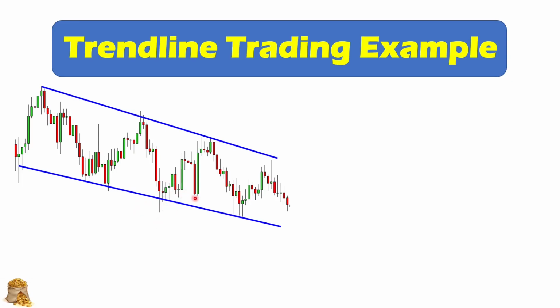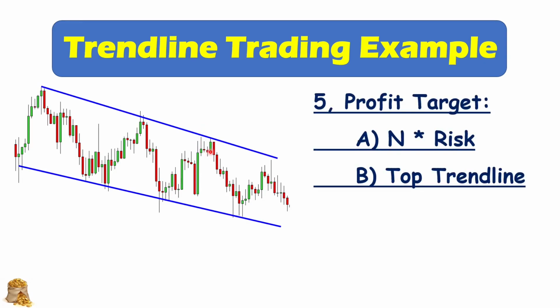Here's the first time, here's the second time, but they also failed. And then market goes up to touch the top trend line. So in terms of the profit target, there are two options normally. The first one is you use n times the risk, which is based on back testing of all the historical charts in the same situation. The second is the top trend line. Here it reaches the top trend line, you can see.